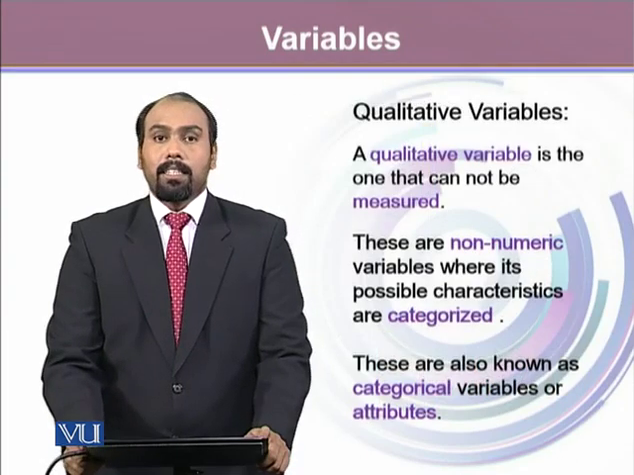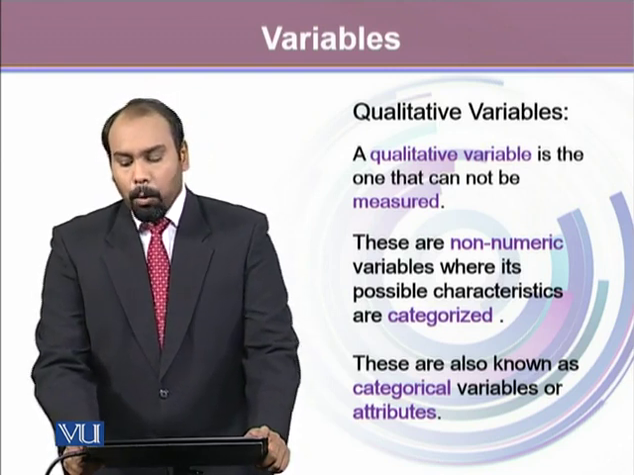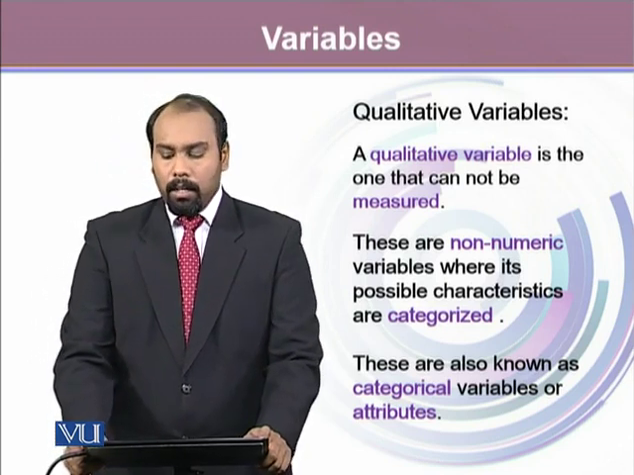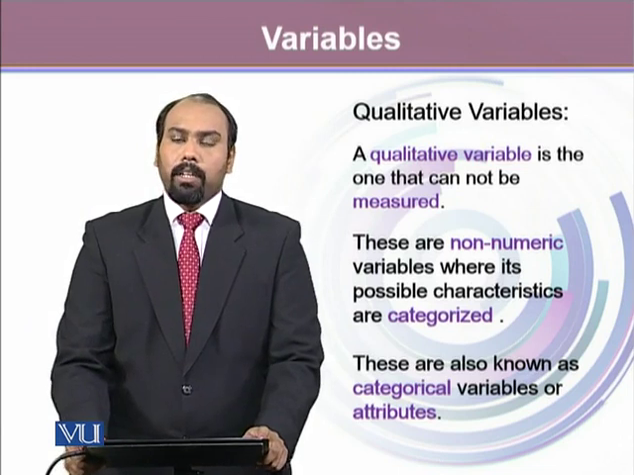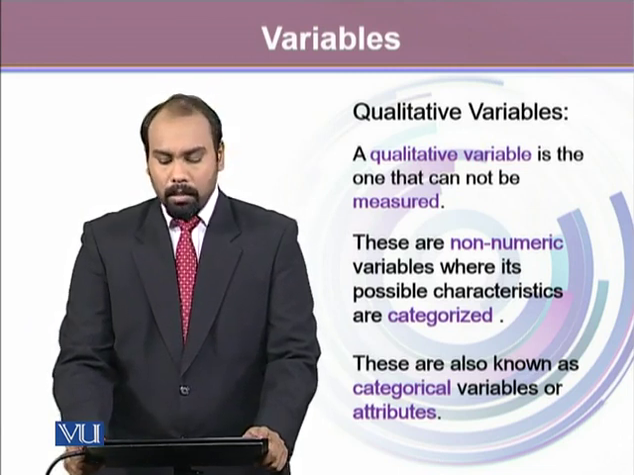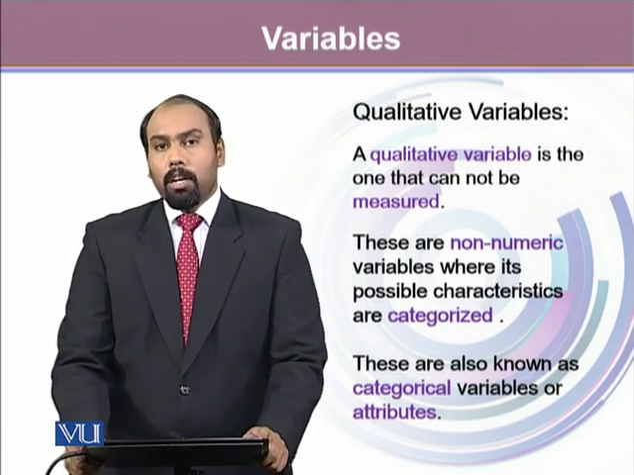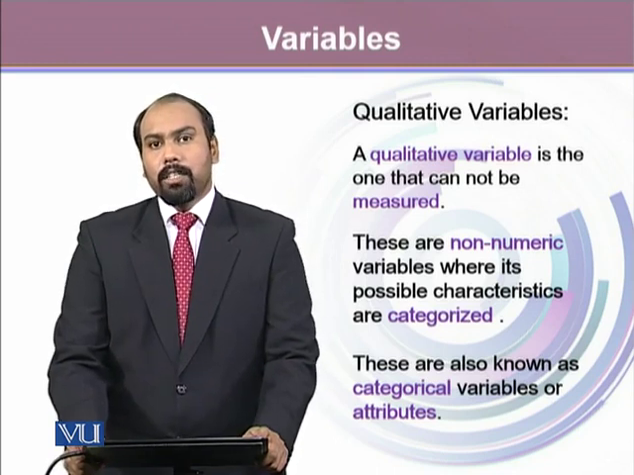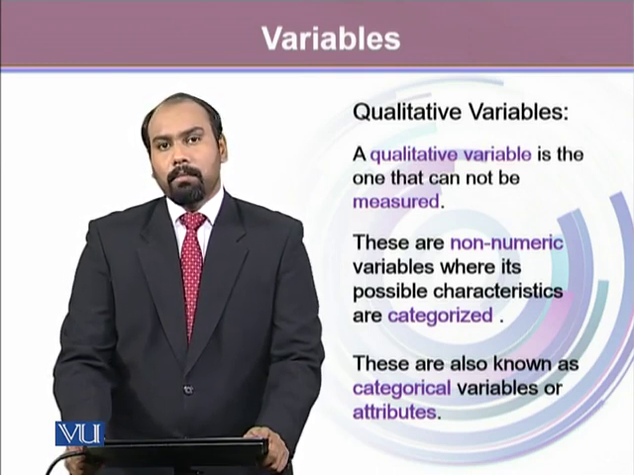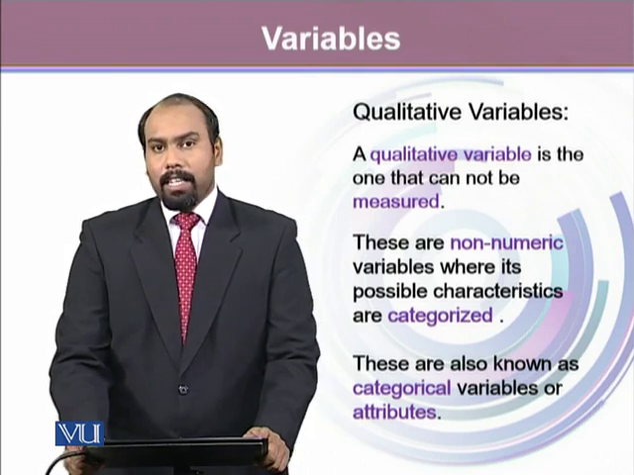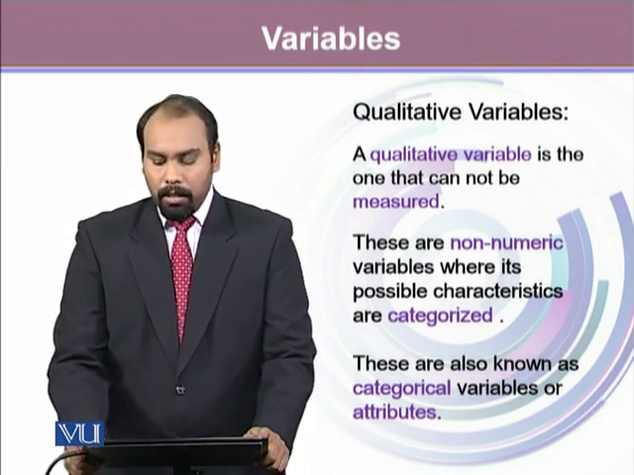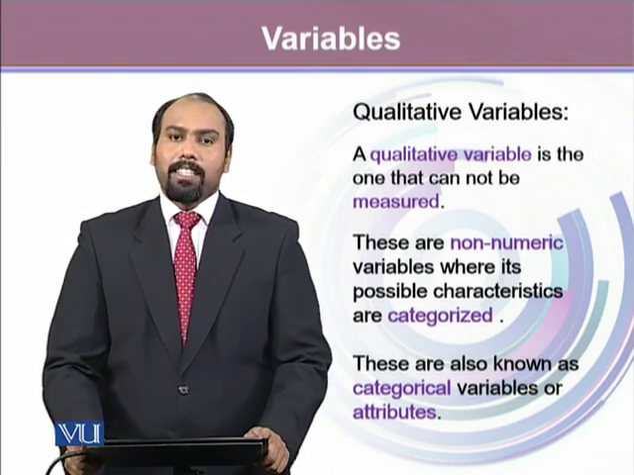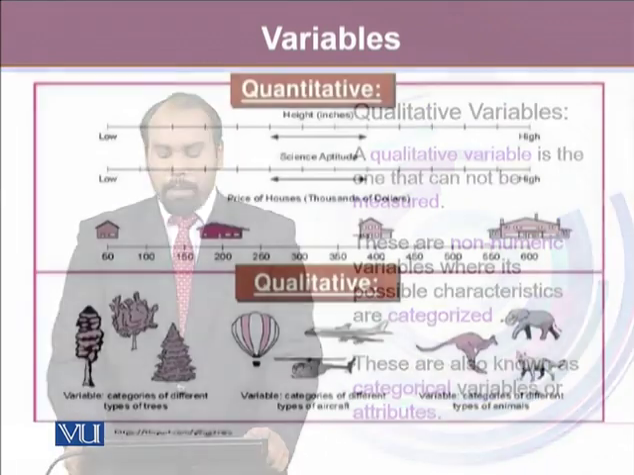Qualitative variable is another type of variable. A qualitative variable is one that cannot be measured in numerical forms. These are non-numeric variables where each single individual value of our variable is a category. Therefore, these variables are also known as categorical variables or attributes.